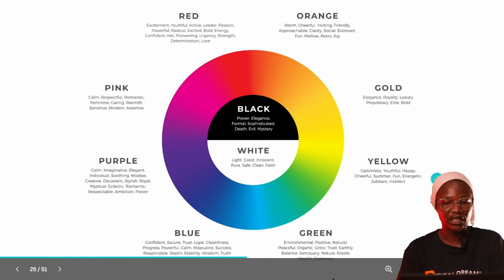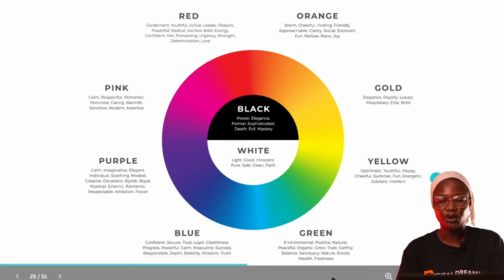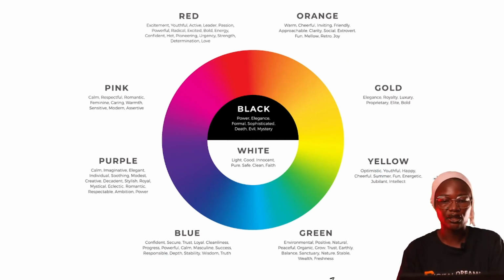Then we have for the yellow. Yellow makes us feel youthful, happy, cheerful, summer, fun, energetic, etc. That is the psychology behind the yellow color. And then we have for the gold. And then the gold makes us feel elegance, royalty, luxury, elite, bold, and so on, right?